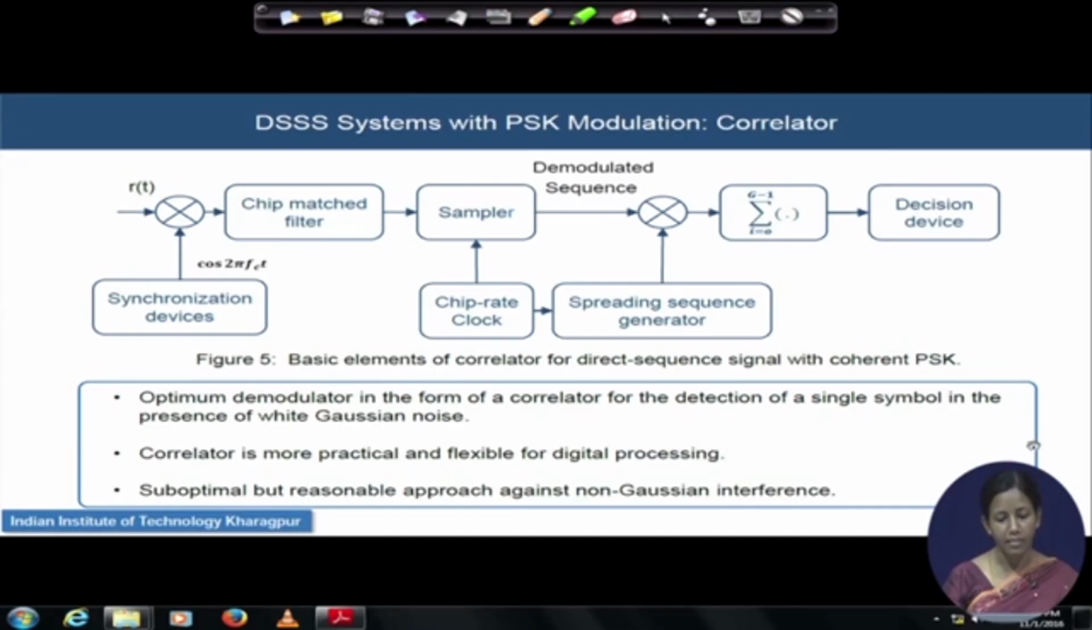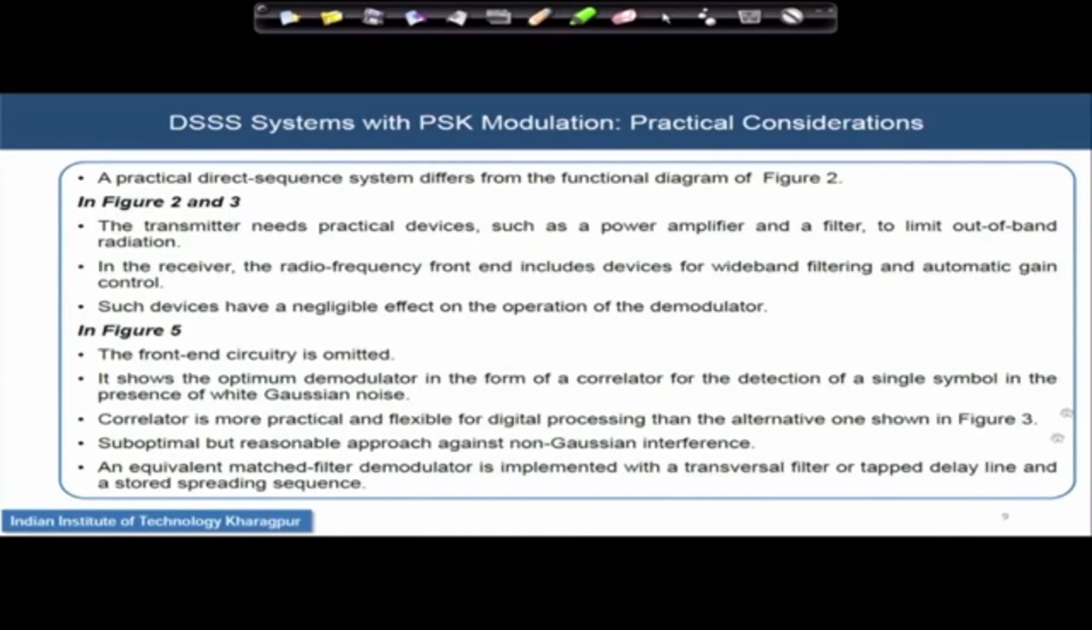We will go ahead with the next analysis of the direct sequence spread spectrum system based on this receiver architecture. Remember, in the initial two conceptual block diagram figures we excluded the power amplifier in the transmitter, and we also excluded the automatic gain control in the receiver, understanding that such devices do not have any significant effect on the demodulation operation. We will proceed with those algorithms, but in practice we will have all that RF circuitry in front of the baseband module shown in figures 2 and 3. And in figure 5 also, going by the same approach, we have omitted the front-end blocks like the wideband filter followed by the low noise amplifier and the automatic gain control.